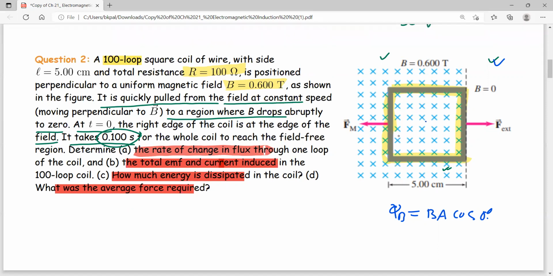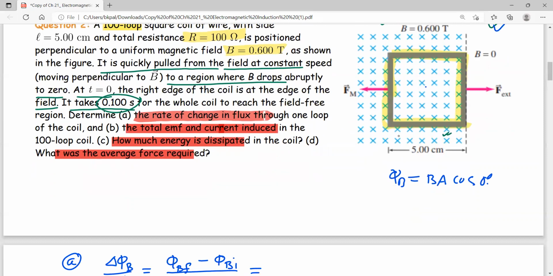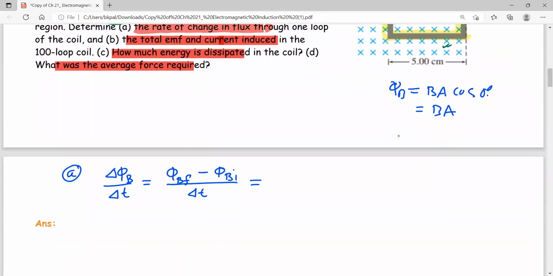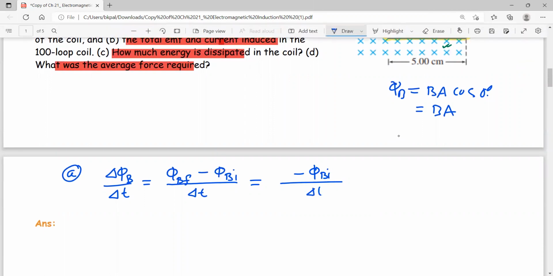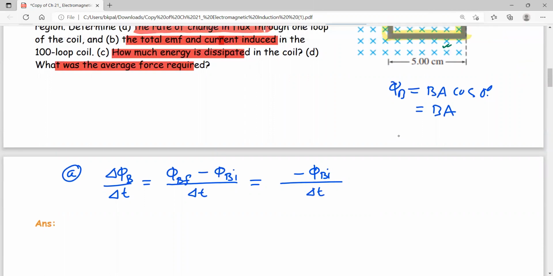If I draw the direction for the loop, it will be exactly similar to the magnetic field. So we can write cosine 0 degree, so it is basically BA. Now for the final position, B equals 0. So we can write just minus phi B initial over delta t. Right? Now let me calculate first phi B initial. It will be B times A, and A, because it is a square loop, is just L squared.